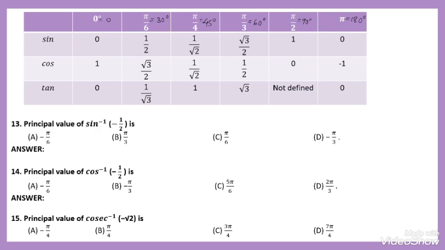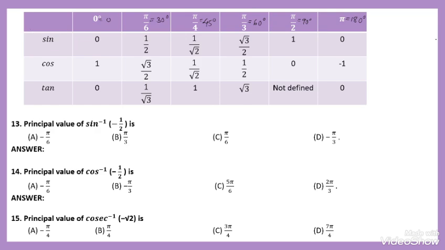Now, sine 0 degree will be 0. Sine pi by 6 is 1 by 2. Sine pi by 4 is 1 by root 2. Sine pi by 3 is root 3 by 2. There is a shortcut trick for remembering these values.